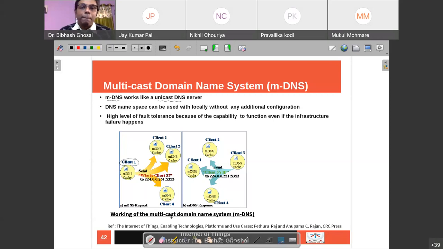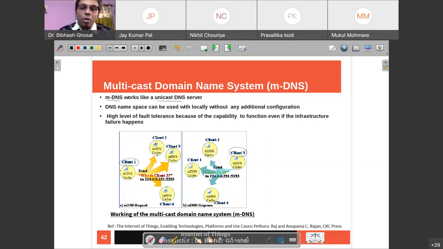Once this information is received by all of them, the one that actually has this name, client 3, sends the information back to the entire network, not only to client 1, which requested it, but to all of them, because client 2 also did not have information about client 3.